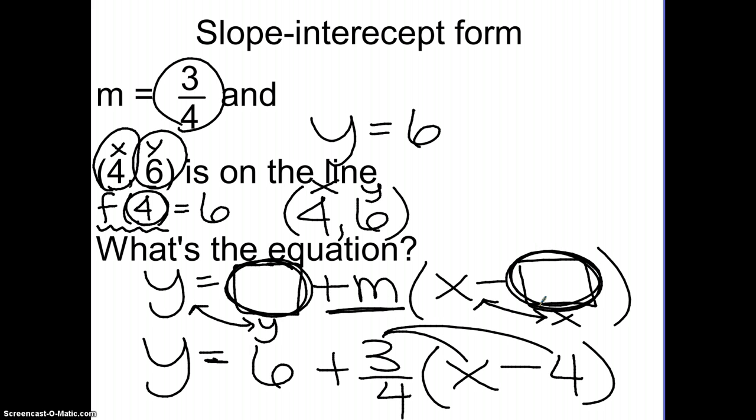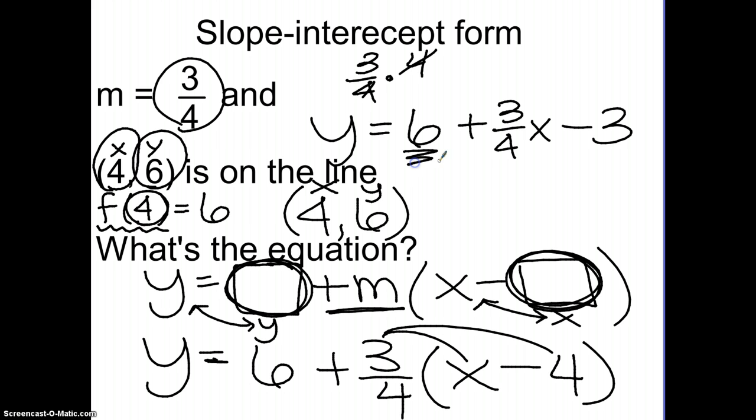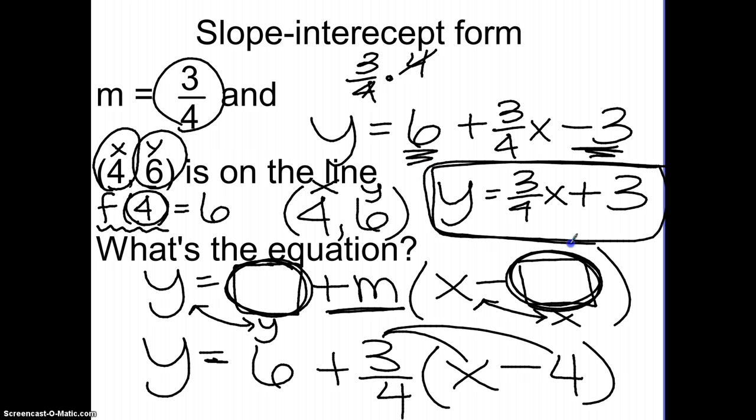So we plugged in those numbers, and then if we simplify and distribute, 3/4 times x is 3/4 x. If you do 3/4 times 4, the 4's cancel out, so you're left with just minus 3. And combine like terms: y equals 3/4 x, and 6 and minus 3 is a positive 3. So our simplified equation is y equals 3/4 x plus 3.